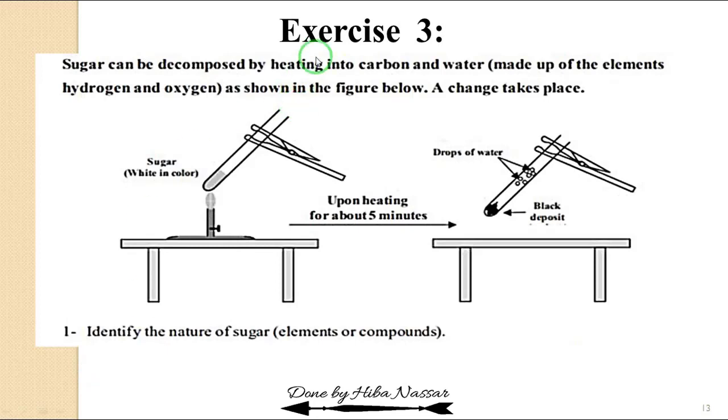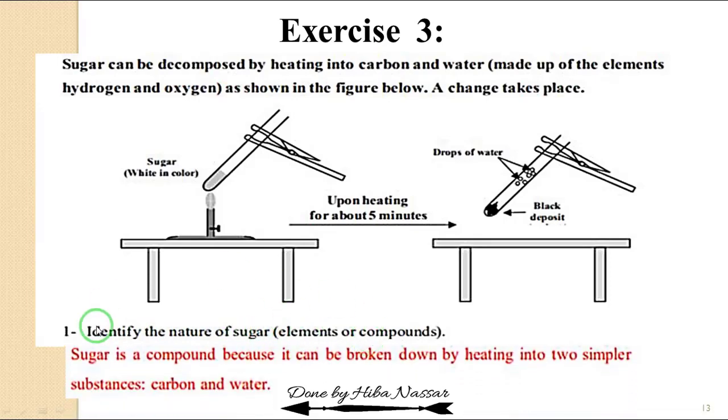Now moving to exercise number 3. Sugar can be decomposed by heating into carbon and water made up of the elements hydrogen and oxygen. As shown in the figure below, a change takes place. Identify the nature of sugar: elements or compounds. Sugar is a compound because it can be broken down by heating into two simpler substances, which is given for you. They are carbon and water.